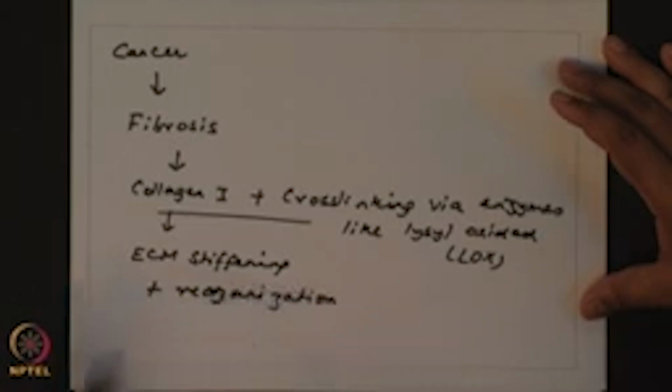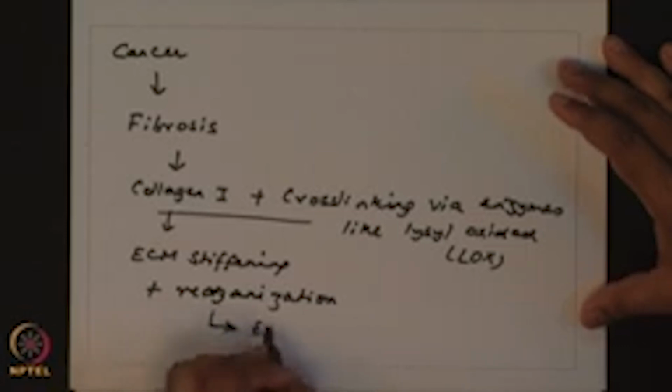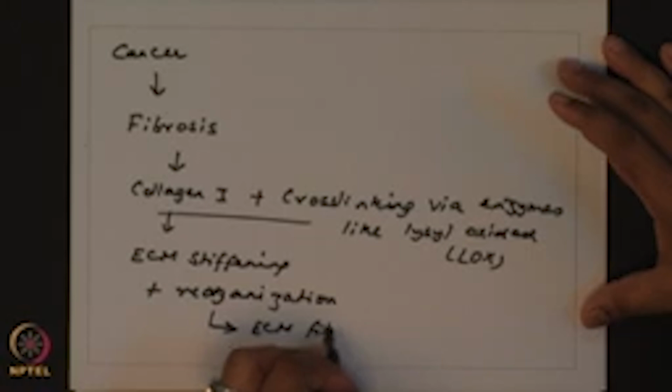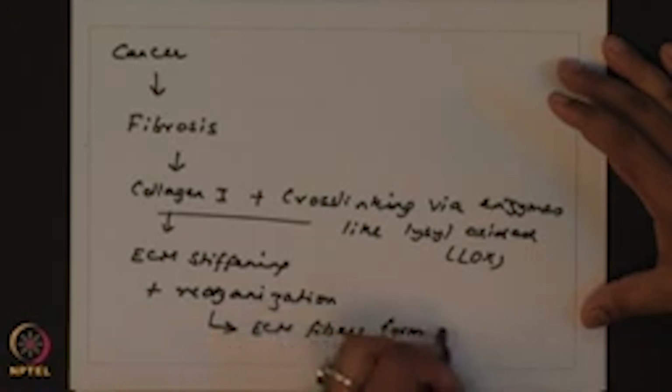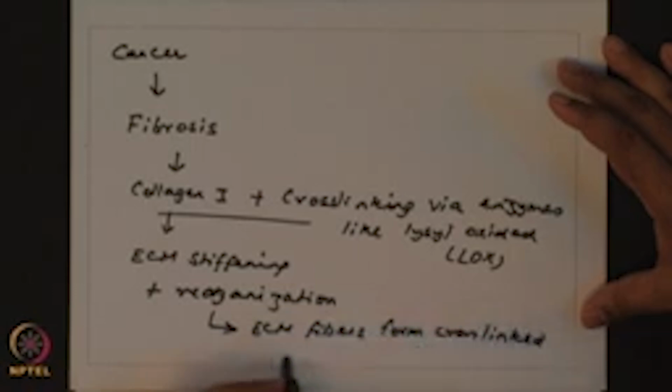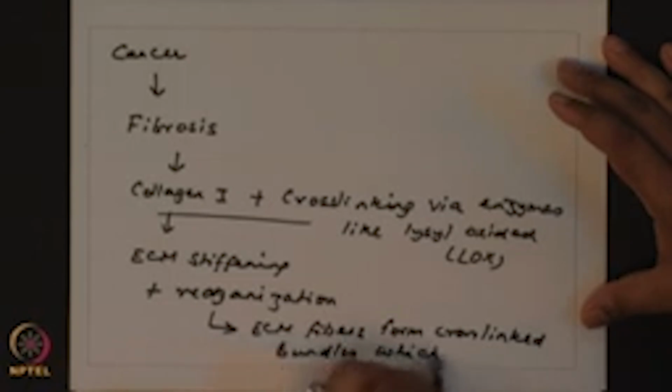Okay. By ECM reorganization, you have ECM fibers form cross-linked bundles which also are aligned. Okay. So, all of these are responses at the cell level.